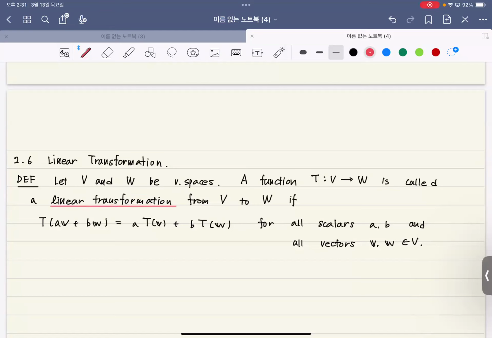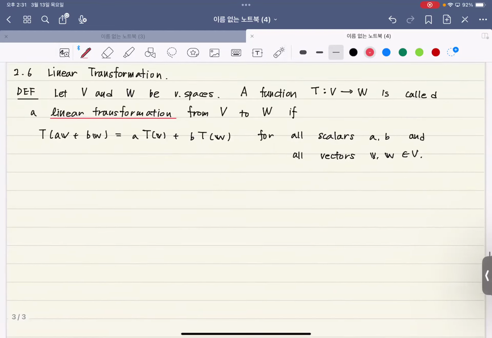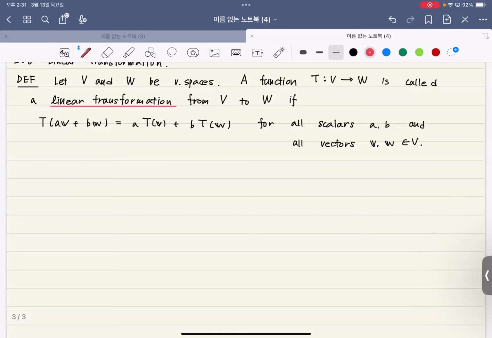Shortly speaking, in order to be a linear transformation, the function must respect the notion of scalar multiplication and vector addition. The addition of two vectors transformed is the same as transformed and then added. And the same thing is true for scalar multiplication. So this is a linear transformation. And in our textbooks, they came up with very interesting examples of linear transformations.